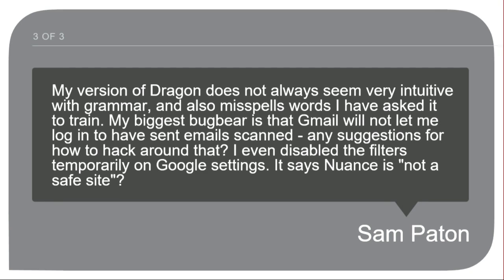Basically, I think what Sam is saying is that when he asks Dragon to learn from items in the sent folders in Google Mail, Google comes back and says that Nuance is not a safe site. Have we ever heard of that one before? I've not heard of it before, but in all honesty, it's not a piece of functionality that I've tried. I'm sorry to be repetitive, but I think it's engaged with the support team.